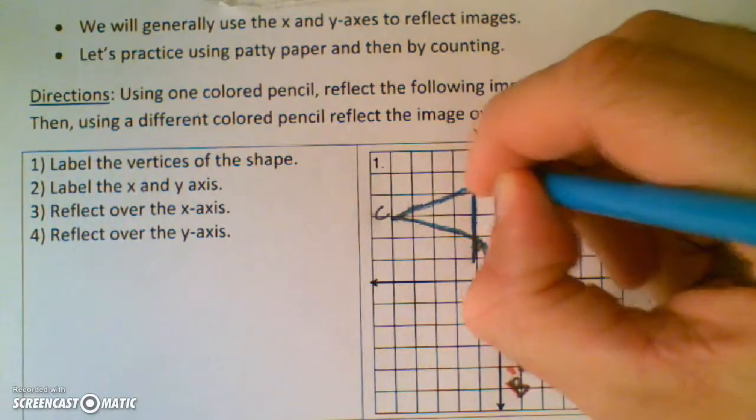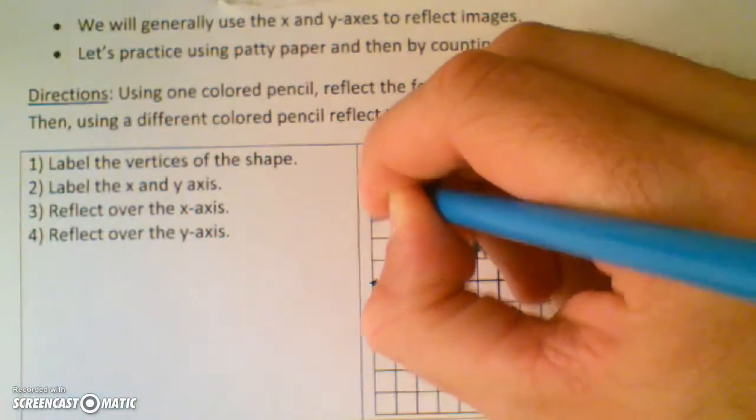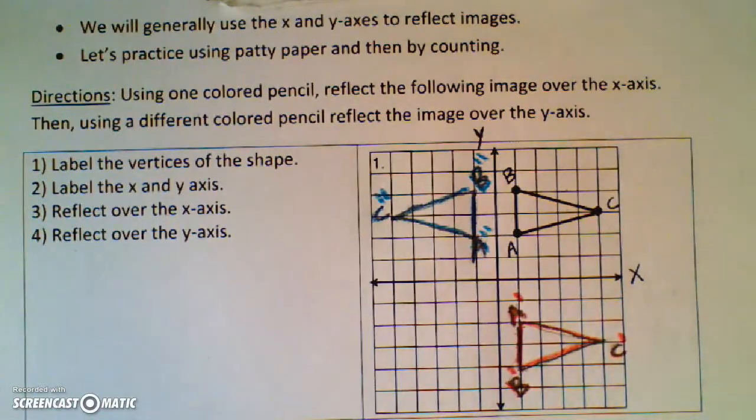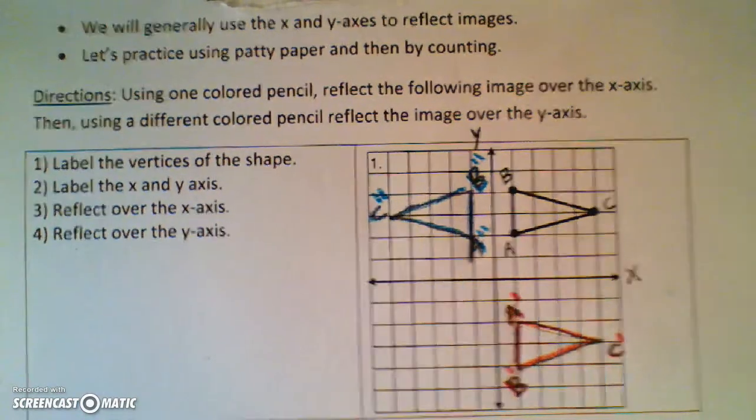A, B, C. Now this is a different transformation, so I'm going to use 2 apostrophes as prime symbols. And that's reflecting. I reflected it over the axes. So you can use patty paper, or there's another method which is counting, which I'm going to show you for number 2. So check out number 2.